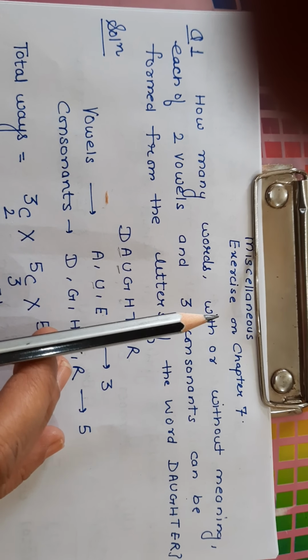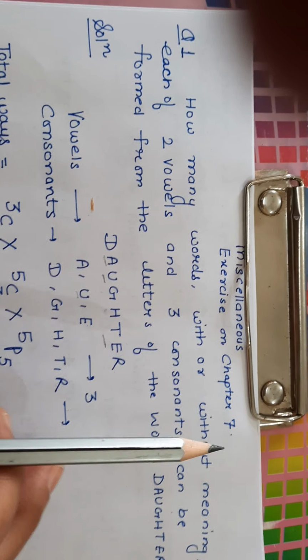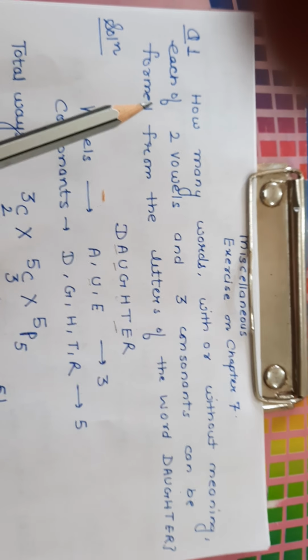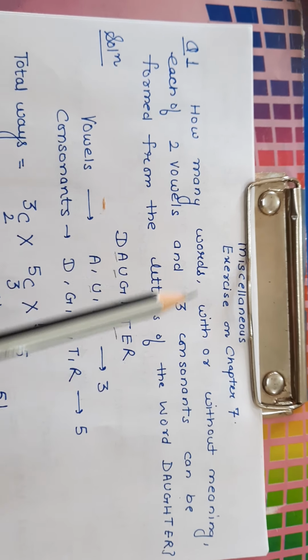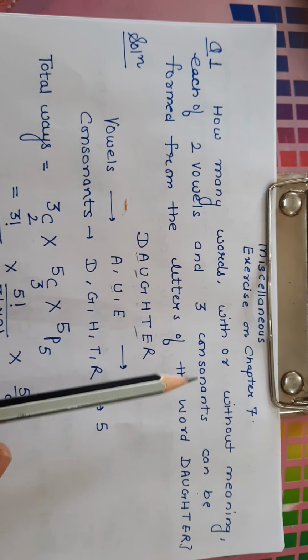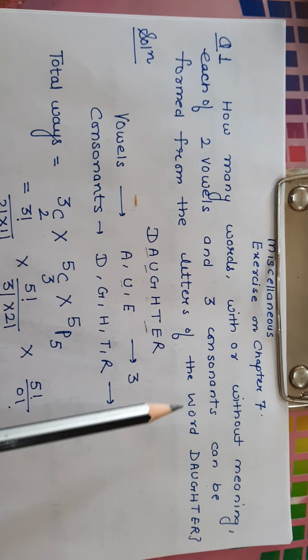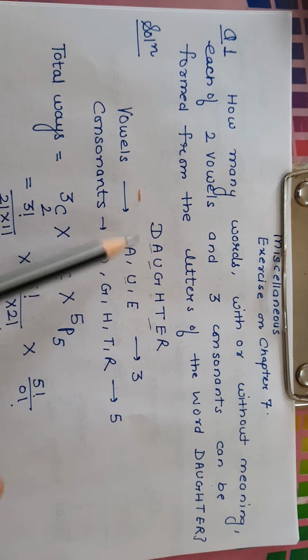Good afternoon, students. In this video, I am going to discuss miscellaneous exercise of chapter number 7. The first question is, how many words with or without meaning, each of two vowels and three consonants, can be formed from the letters of the word DAUGHTERS? Now the word is daughters.